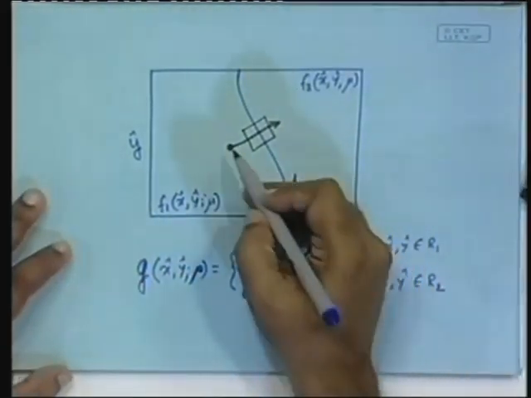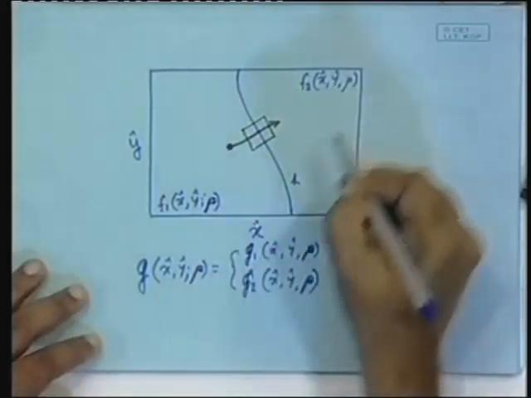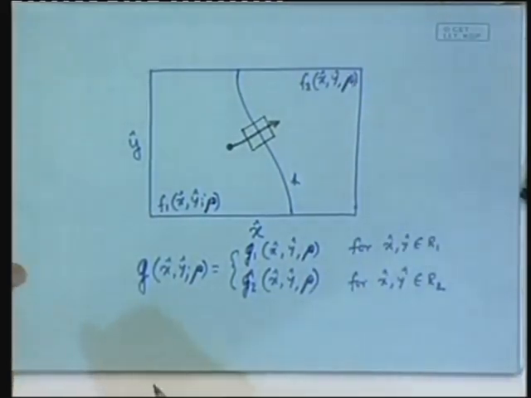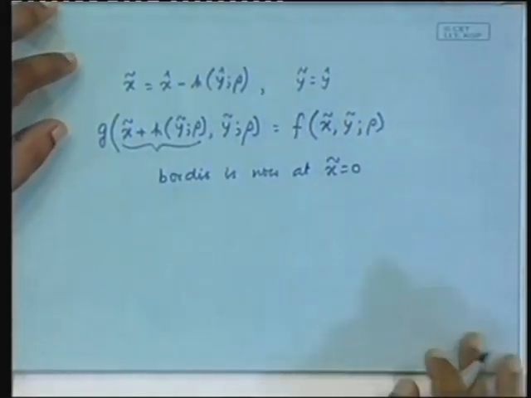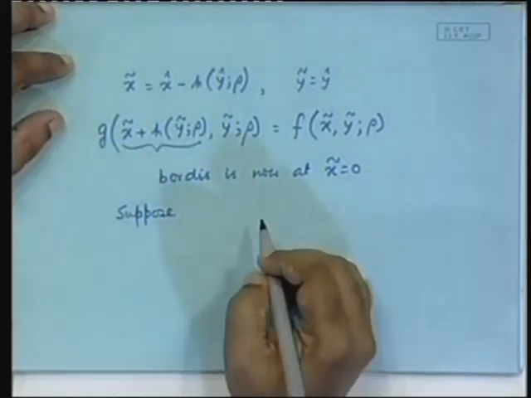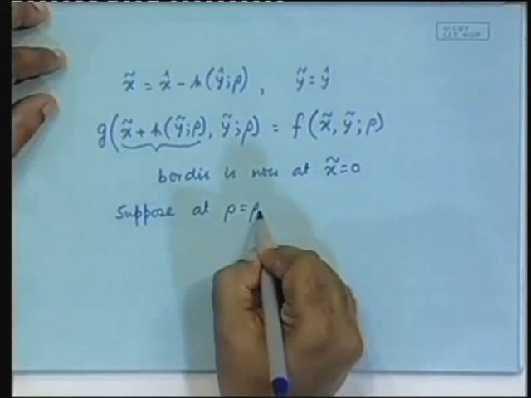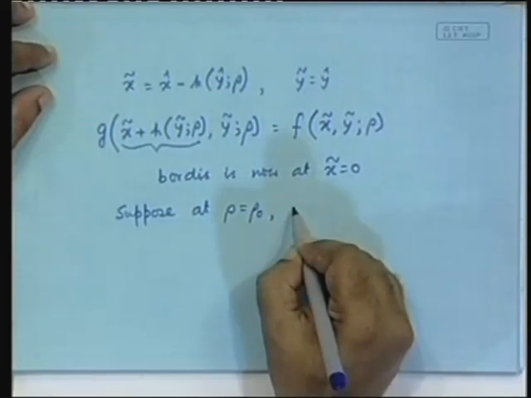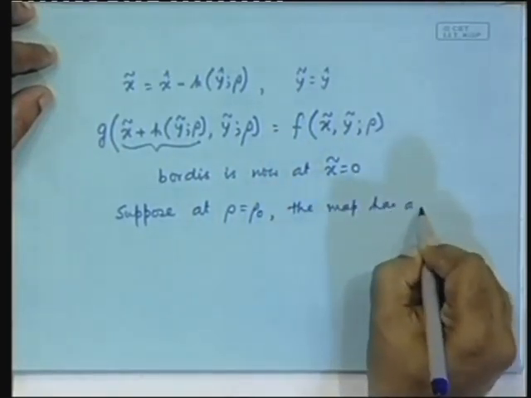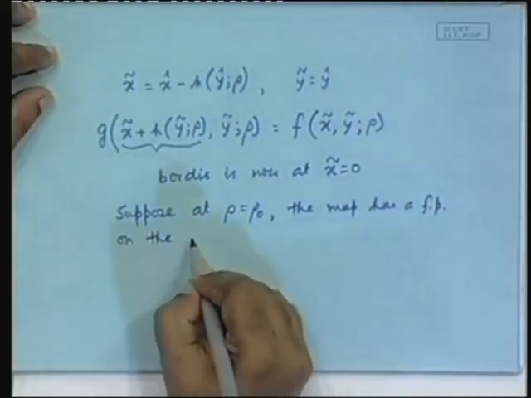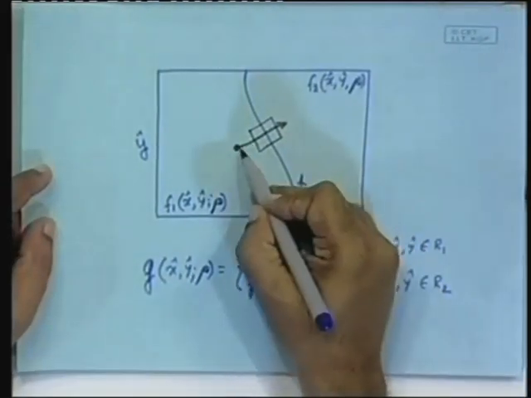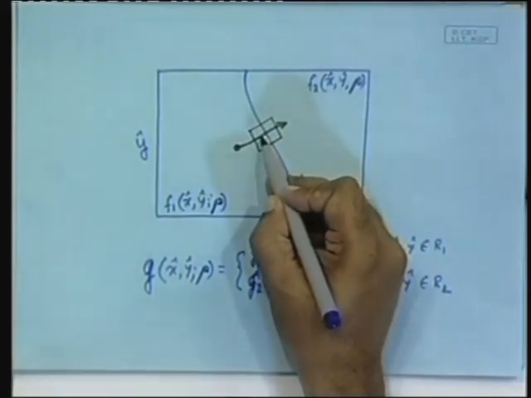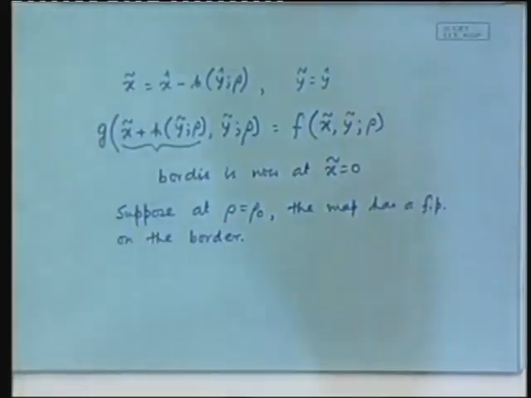Now we need to do something, because now the border collision can occur for any value of rho. Now we would like to normalize that. So there will have to be a coordinate transformation so that things happen for the parameter value of 0. That is what we are trying to do now. Suppose at rho equal to rho naught, the map has a fixed point on the border. So what happens? As you change rho, at some point it hits the border, and suppose that parameter value is rho naught. And we will now make some change so that this happens at 0.